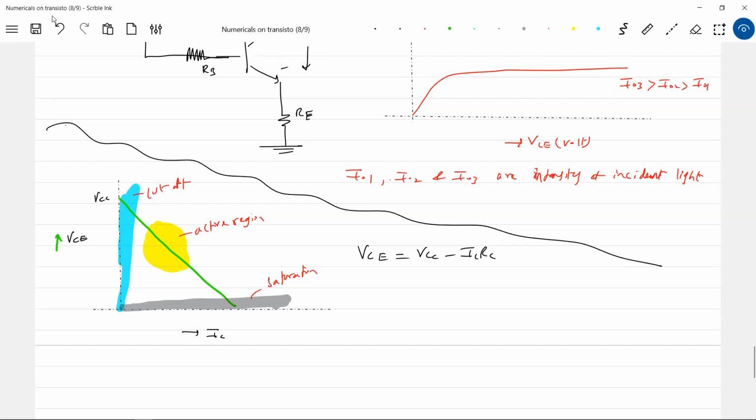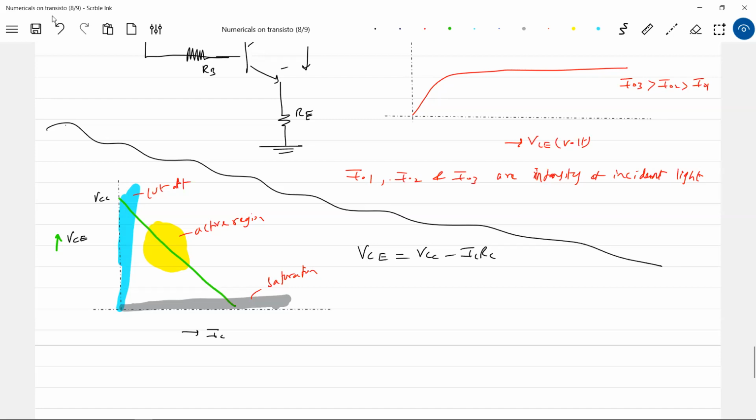So what is the best practice? We know applied voltage VCC is 10 volt. If I get VC say 0.2 volt or 1 volt, definitely it is in saturation. If VC is almost equal to 10 volt or 9 volt, 8 volt, it is in cutoff. If VC is around 5 volt, then it will be in active region. Okay, sir. Understood. That's the simplest method.